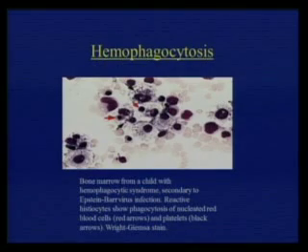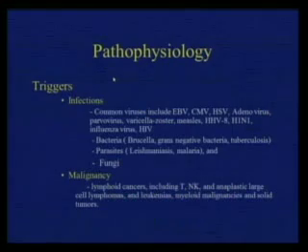This is a slide showing hemophagocytosis, and these are the activated macrophages. You can see it has started engulfing platelets, RBCs, and WBCs in a patient's bone marrow. This is a child who has hemophagocytic syndrome secondary to Epstein-Barr virus infection, EBV infection. So now let's come to triggers.